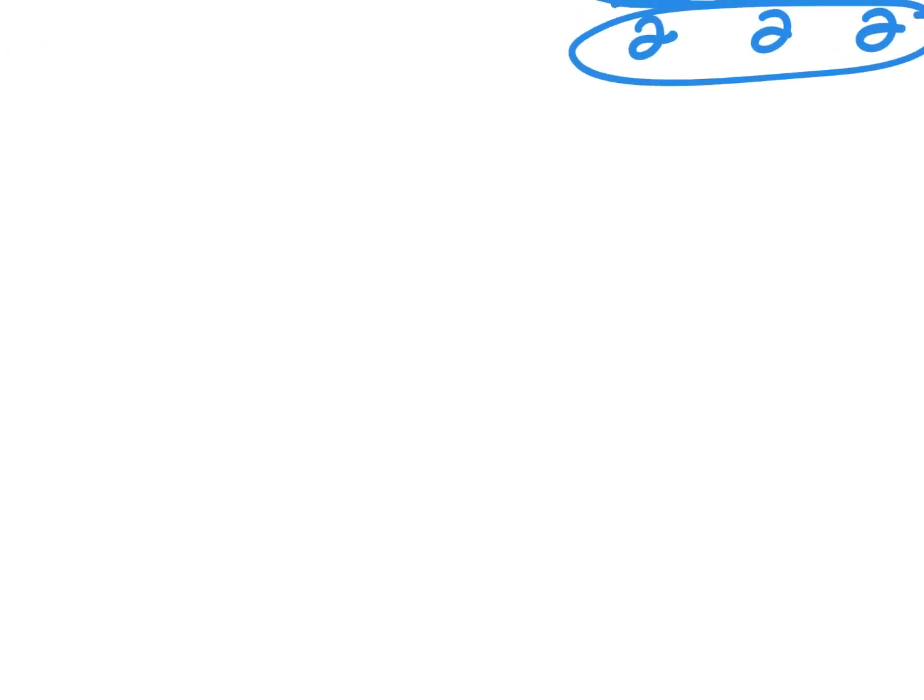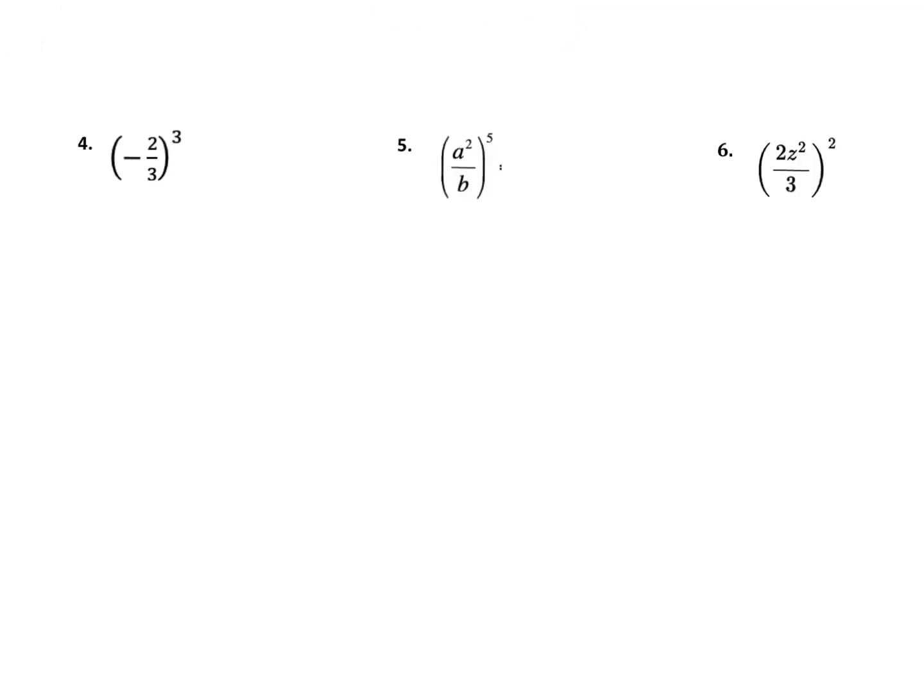In number 4, I'm going to take the exponent of 3 and put it on the negative. 3 negative signs will keep 1 because it's an odd amount. We'll put it on the numerator to get 2 to the 3rd, and on the denominator to get 3 to the 3rd.